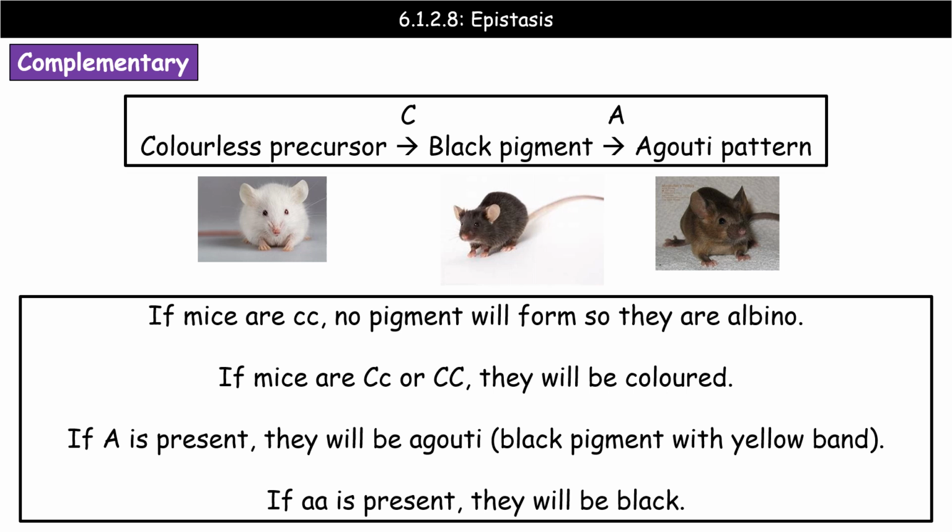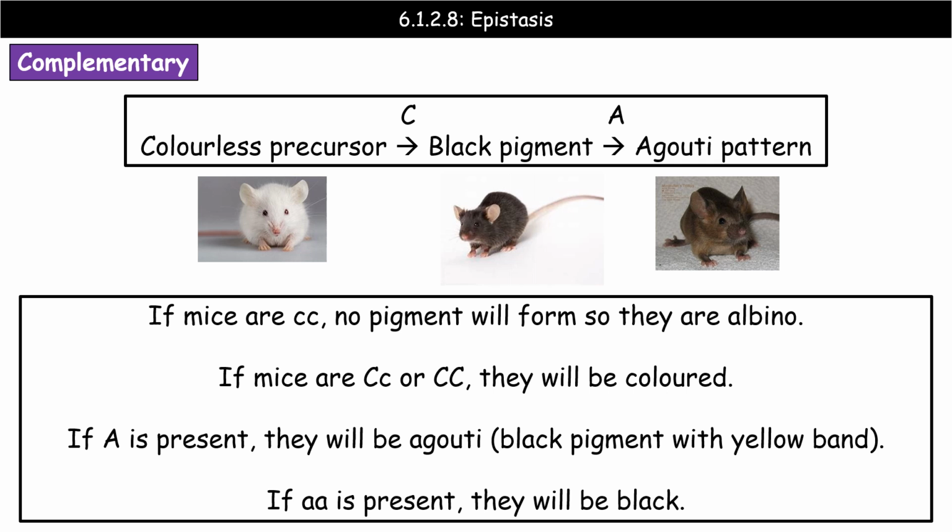But that's not it. There is this second gene locus that comes into play, which we've termed A. Now, if they've got the dominant A, that distributes that pigment slightly differently within the fibre. So we end up with what we call an agouti pattern. Basically these ones have black pigments with yellow bands, but when you look at them, they kind of look like brown mice, in all honesty.